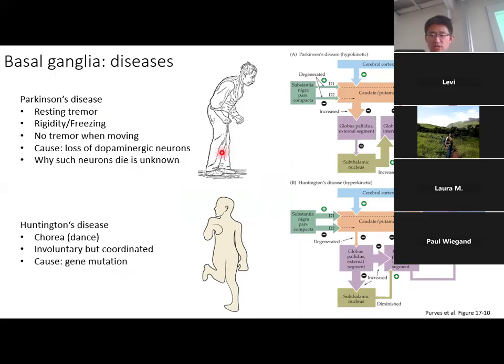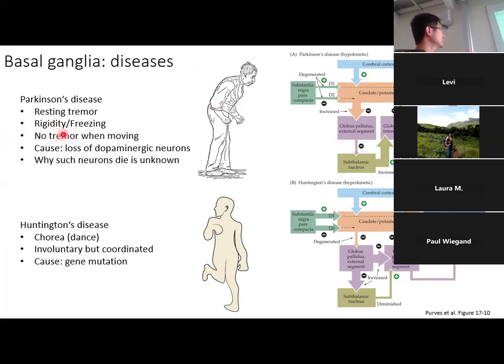So the first disease we look at is Parkinson's disease. What happens here is that this part, from the caudate and putamen to the pallidum, is affected and has an increased activation. Then if you calculate this whole loop with plus and minus, the net effect will be more inhibition to the cortex. So in Parkinson's disease, the net effect of this lesion is inhibition of the motor cortex. That means it inhibits your movement, and that's what you observe in Parkinson's disease.